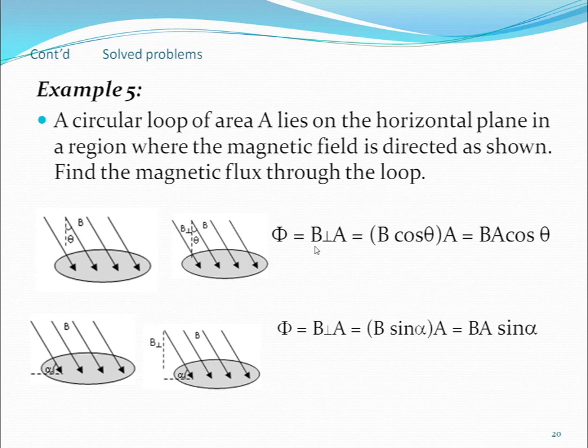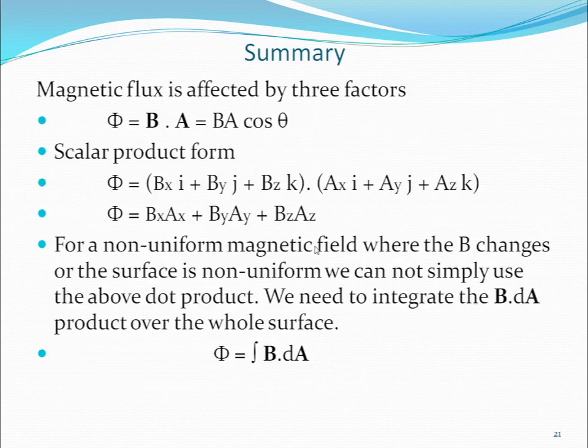Take the perpendicular component. We take whichever has a perpendicular component with respect to the other. To summarize today's lesson, magnetic flux is affected by three factors: B, A, and the angle theta, in terms of the surface tilt, the way the surface is tilted with respect to the magnetic field. If it's given in IJK form, you apply the dot product property. But these expressions are applied only for the case of a uniform magnetic field.